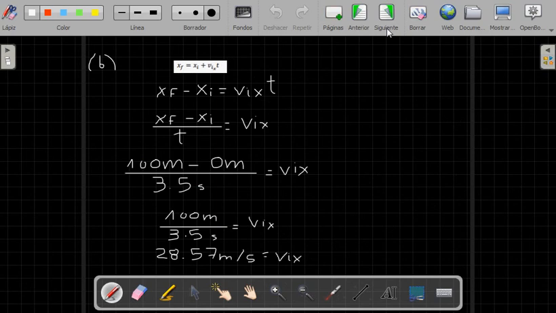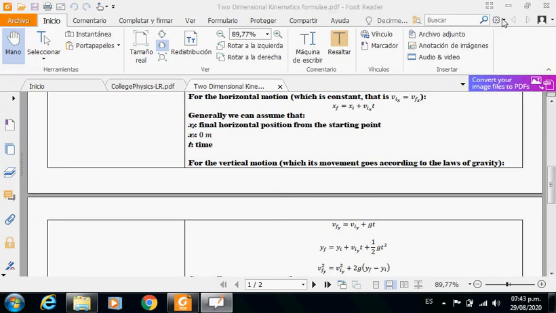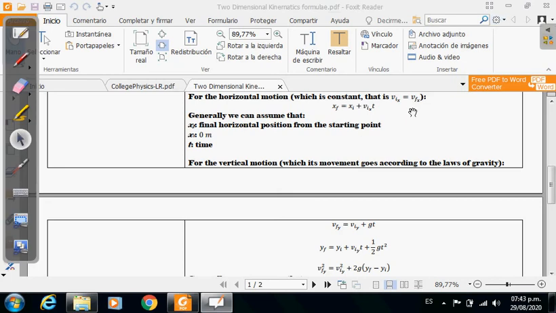Tenemos eso, and we also have the initial horizontal velocity. And let's remember, we need to find the final vertical velocity. Okay, so let's go to our sheet of our chart of formulae. And from the beginning, as always, let's see. We have the final position, we have the initial horizontal position. Now we have the initial horizontal velocity, and we also have the time.